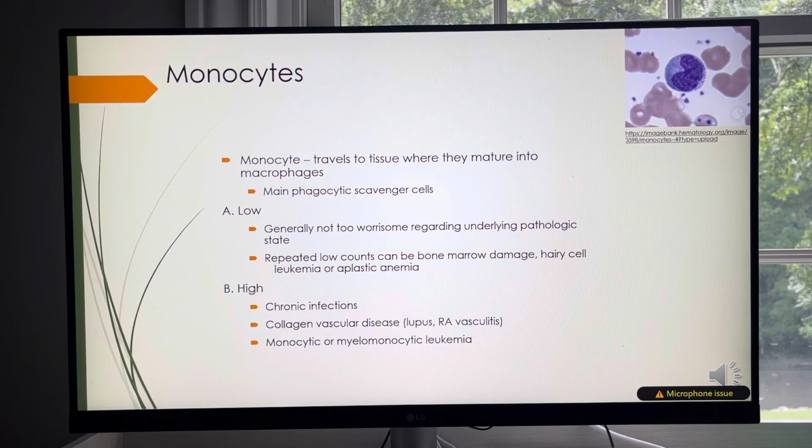Now, if all the white blood cells are low and there's overall leukopenia, you've got to be thinking either early leukemia or late stage leukemia. But if those are all normal except for the monocytes, generally not too much of a concern. High, you'll see that in chronic infections, autoimmune disease, and then a type of leukemia. Now, generally with leukemia, you'll see all the white blood cells elevated, especially just the overall white count. The monocytes are pretty cool. They live for years. They just kind of float around doing their thing.